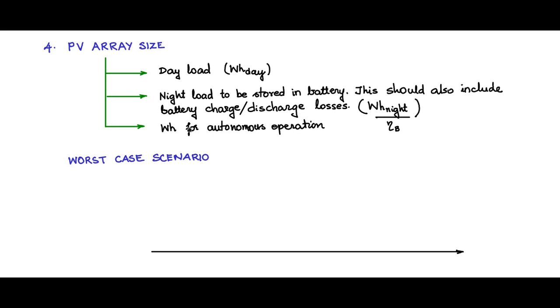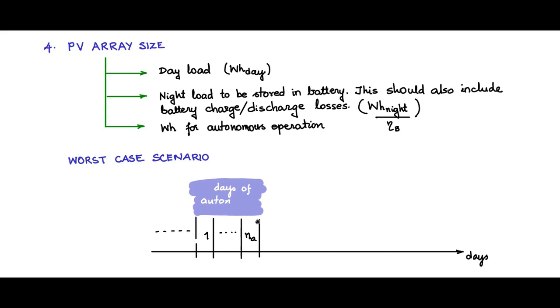The worst case scenario will be something like this. The x-axis is the days, and let me divide that into the number of days like this. Now each segment is a day. This is day 1, day 2, so on up to day NA. NA is the number of days, contiguous days, when there is no significant sun power.